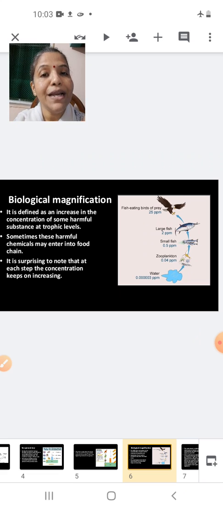Now, biological magnification is a topic related to pollutants. Students, we use different types of pesticides like DDT, and in many industries mercury is utilized. After the mercury is utilized, when they clean that particular industry, the wastewater is going to contain mercury, and that wastewater will be thrown out into the nearby water resource.